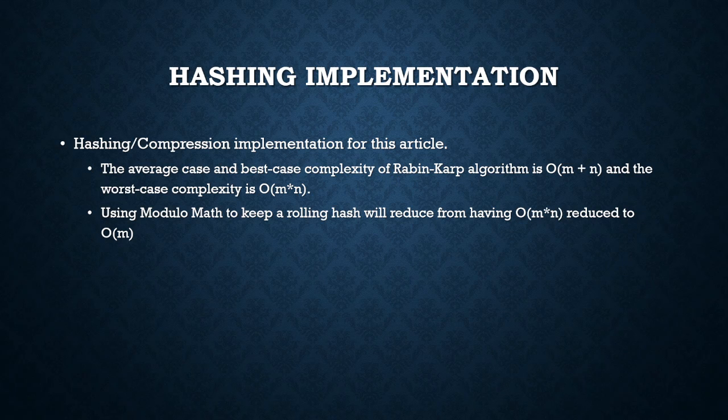But I digress. The purpose of this is that the average best case complexity for the Rabin-Karp algorithm is O of m plus n, and the worst case jumps up to O of m times n. But using modulo math and the rolling hash, we take that O of mn and reduce it to O of m. This works really great when you're trying to do something that is over 500 megs, because when you do something over 500 megs, it sounds like your computer's about to take off and go to Mars.